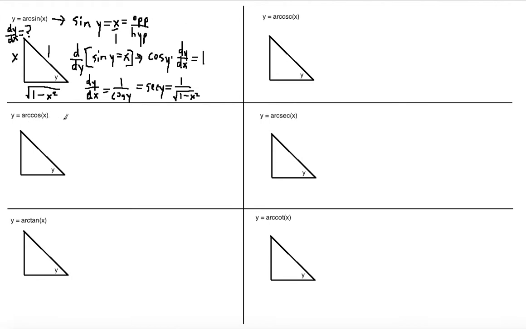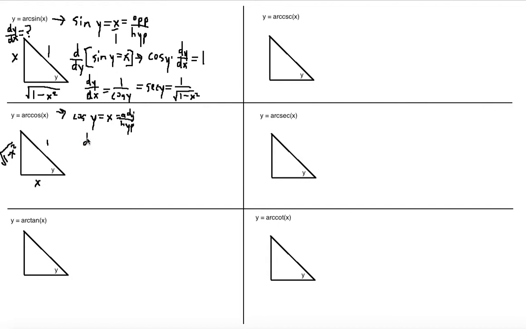We'll use the same trick throughout the problems. So here, for the arc cosine, I can rewrite this as the cosine of y is x. This is adjacent over hypotenuse. I can list the adjacent side, I can list the hypotenuse. Here I can list what this other side will be using Pythagorean's theorem.